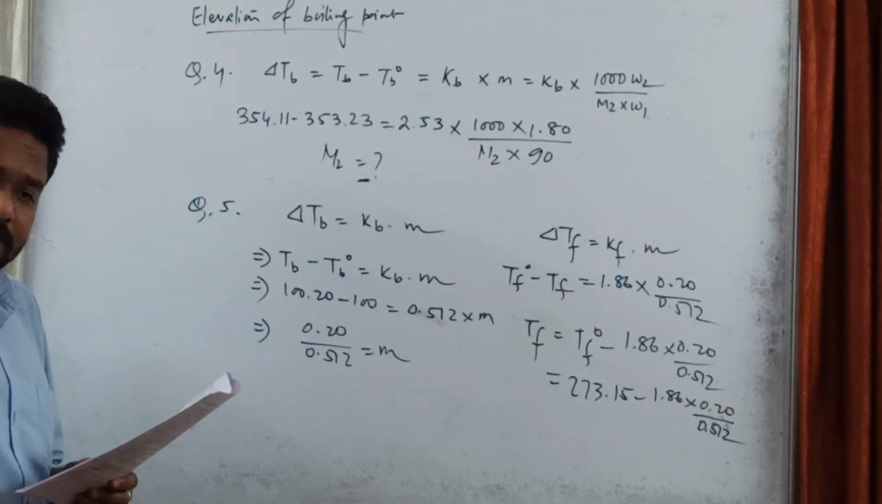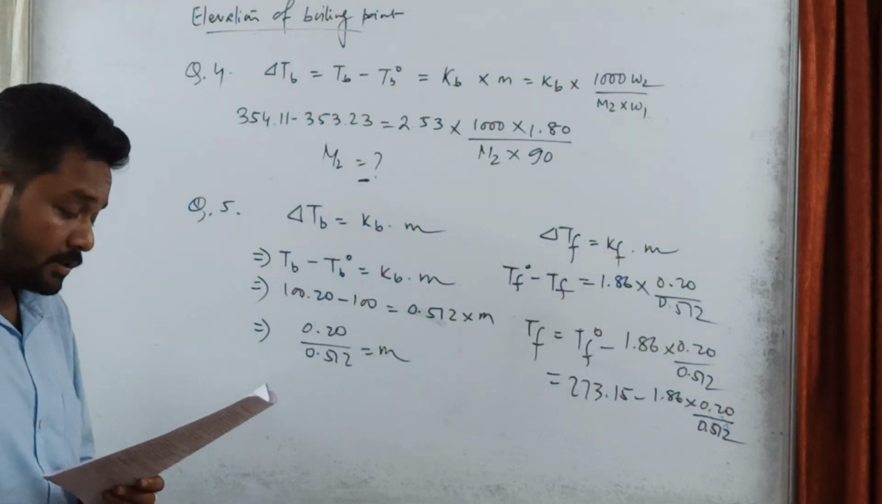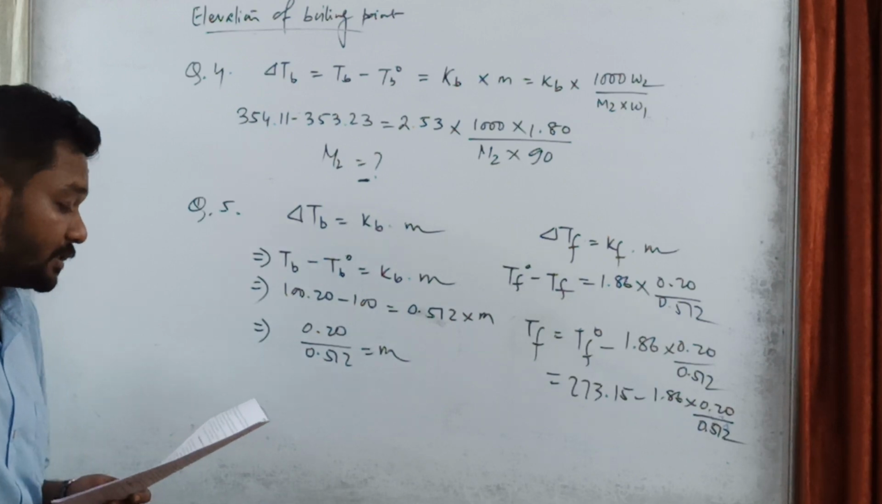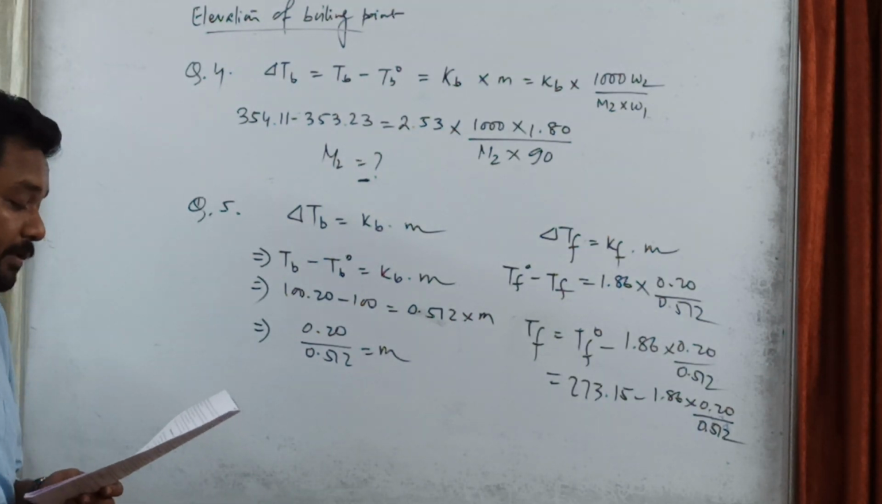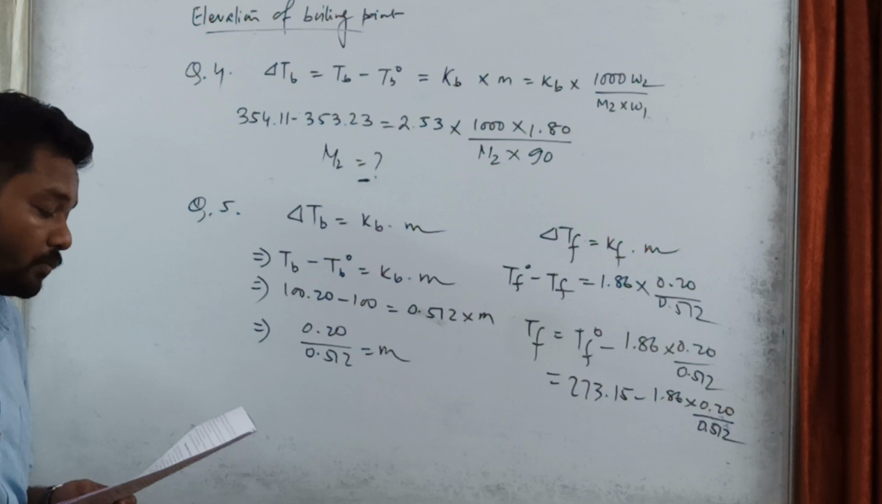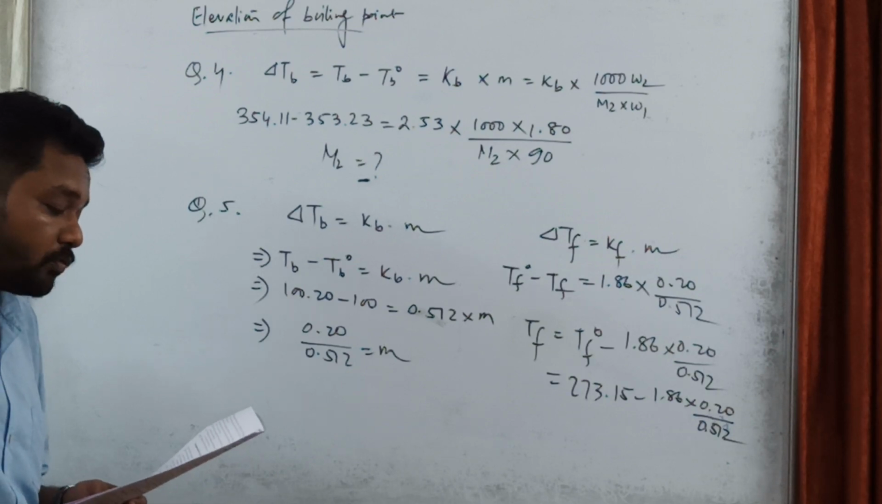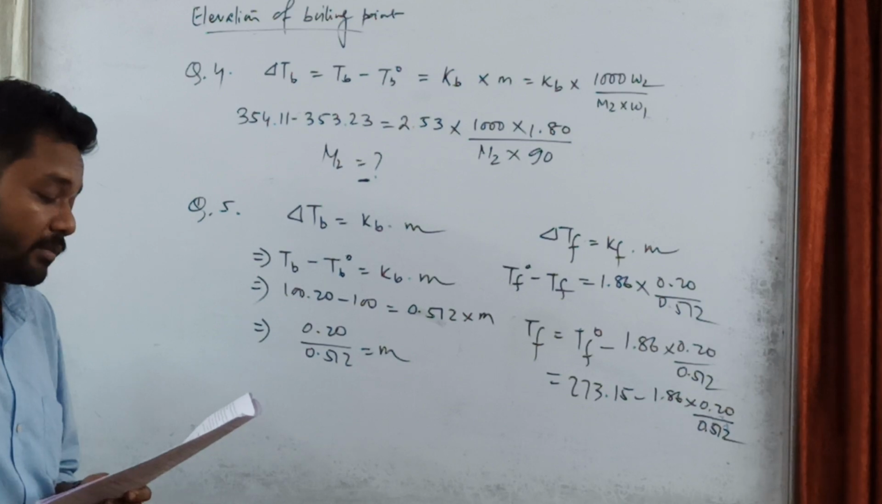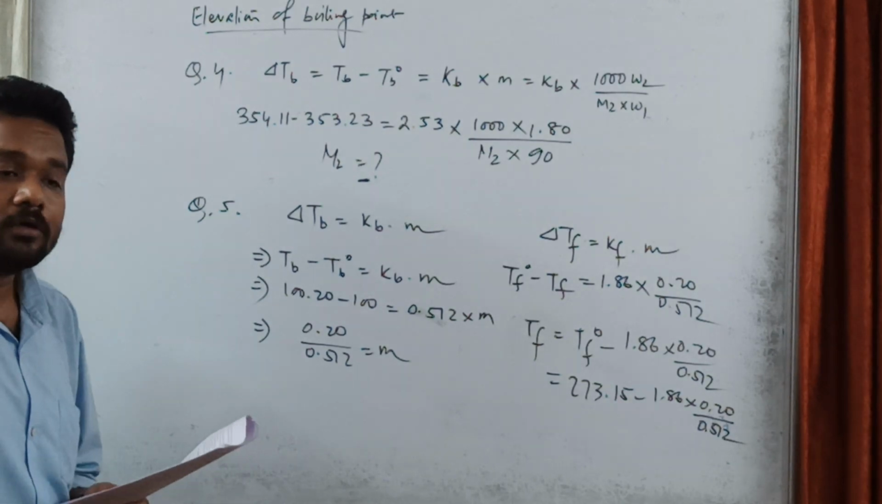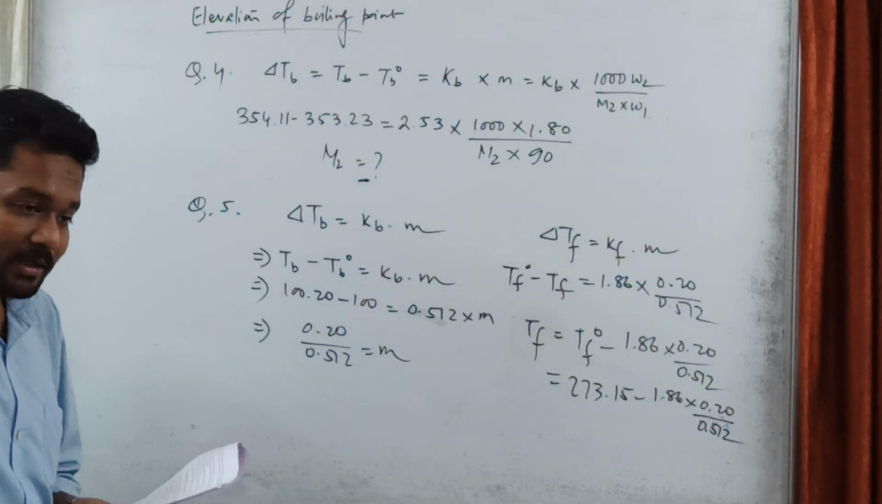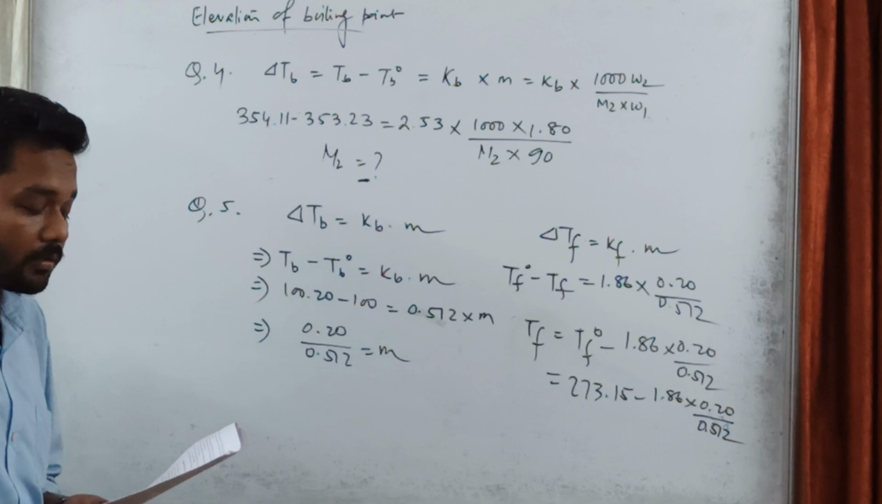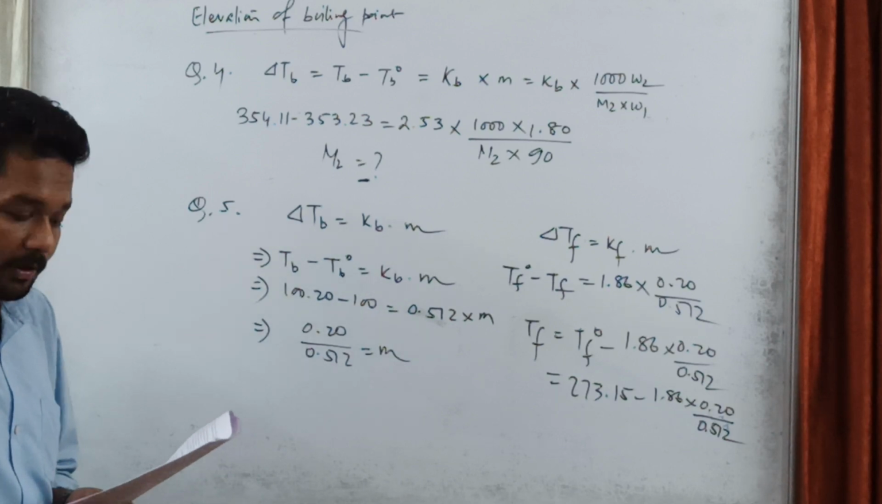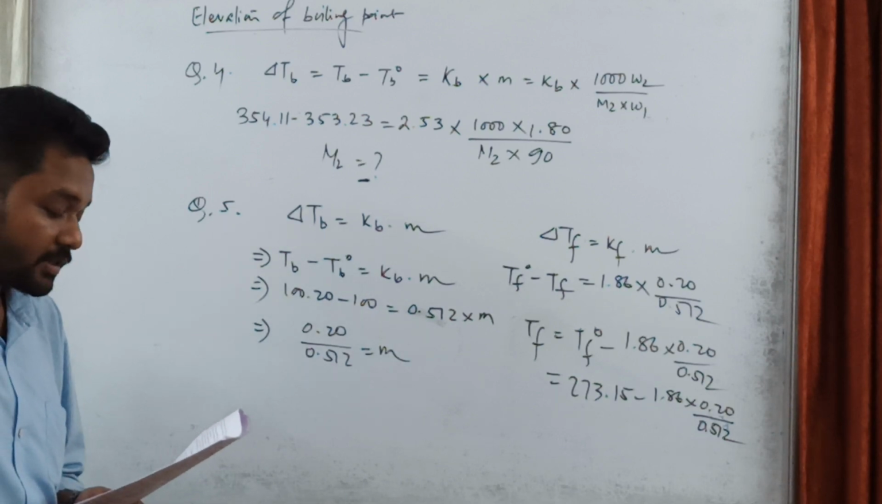Vapor pressure versus temperature plot, we have already done it. The next question, number 7: Will the elevation of boiling point be the same if 0.1 mole sodium chloride and 0.1 mole sugar is dissolved in 1 liter of solution? What will be the answer? Sodium chloride is an electrolyte, glucose is a non-electrolyte. So in case of sodium chloride, we will see an elevation of boiling point, but in case of sugar there is no such thing.